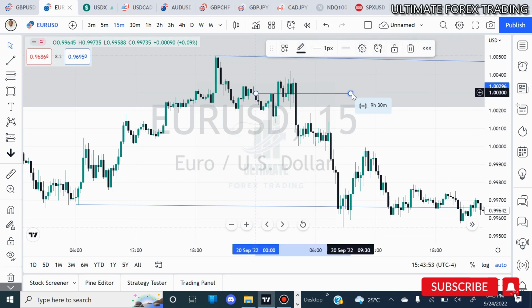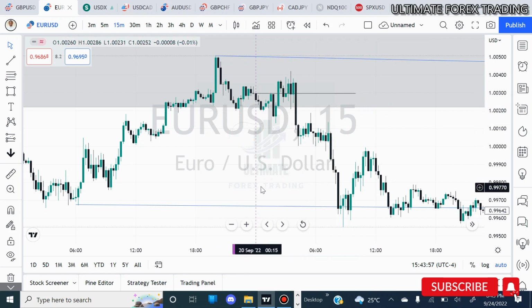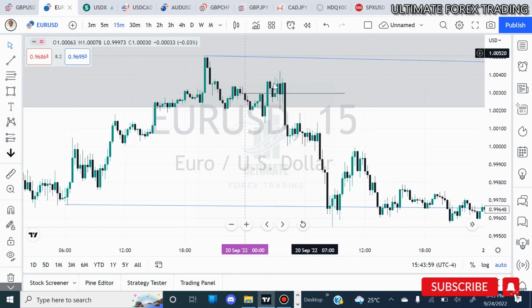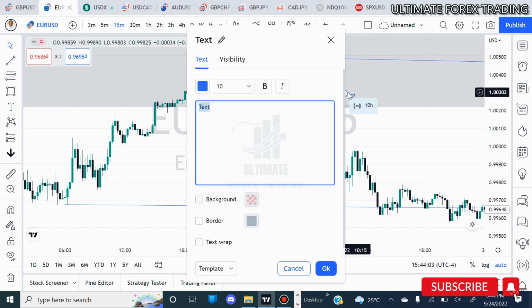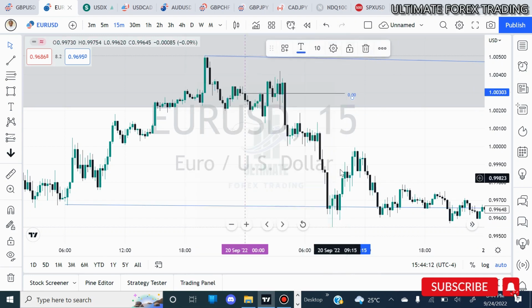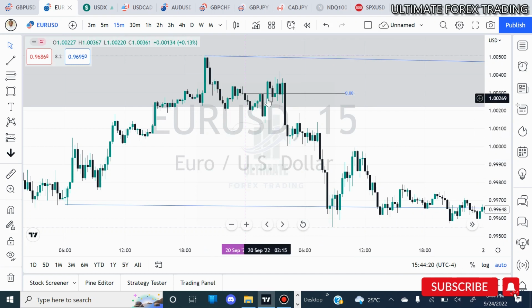I don't like using the wick. I prefer using the body while marking the midnight New York time. It is the zero GMT. So I will keep my zero GMT labeled. Now I'm preparing myself for the trade.